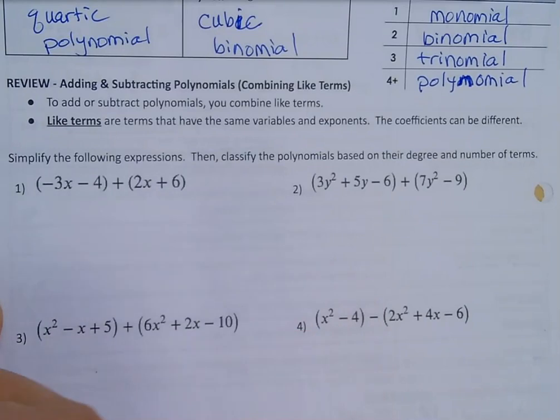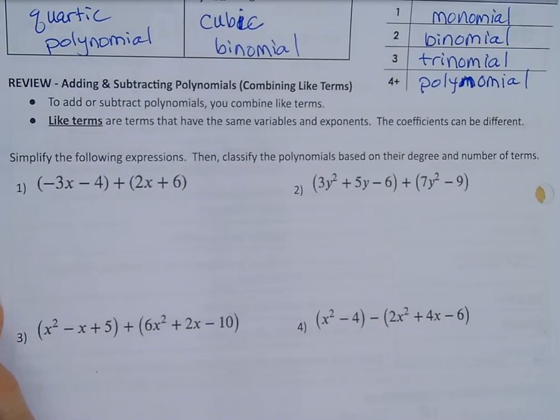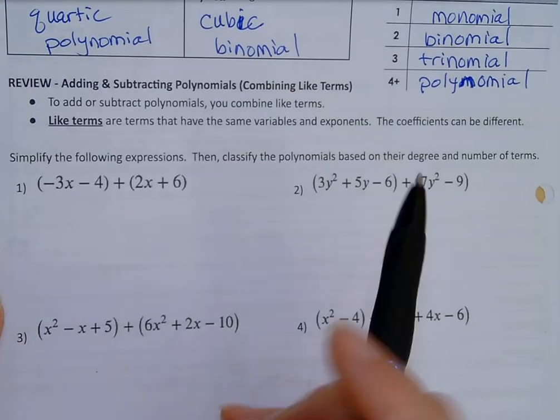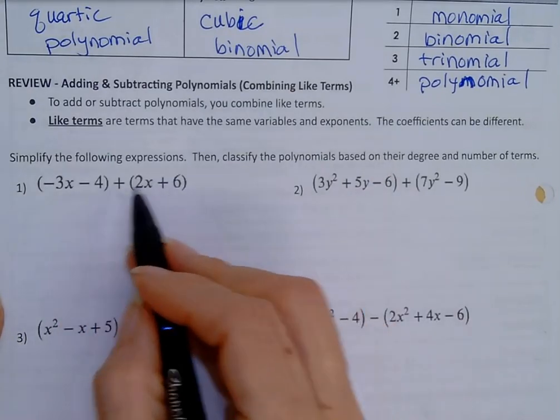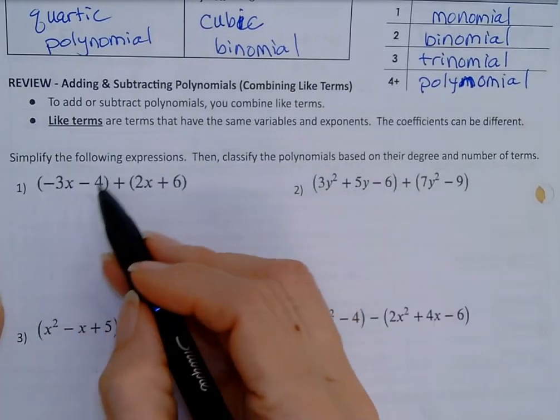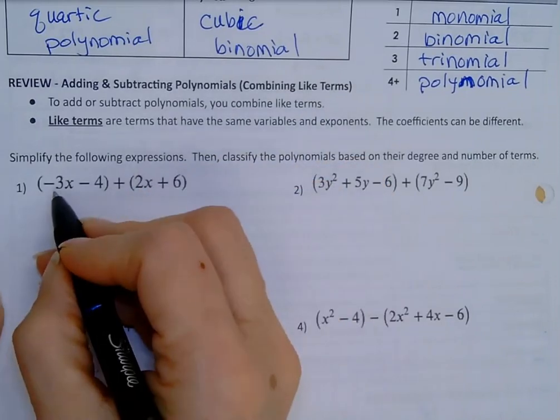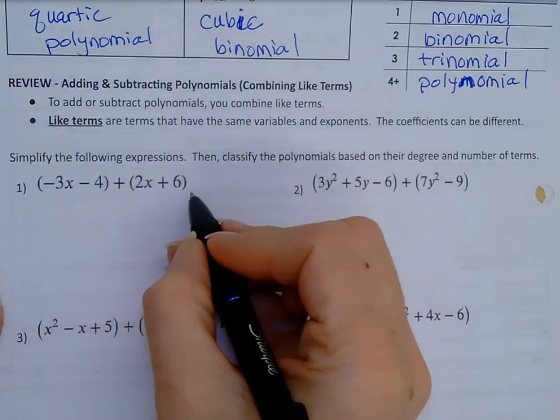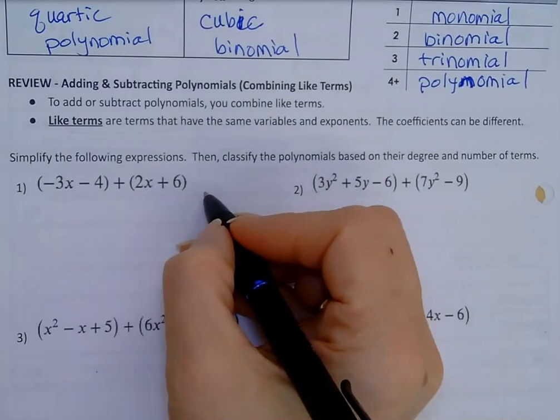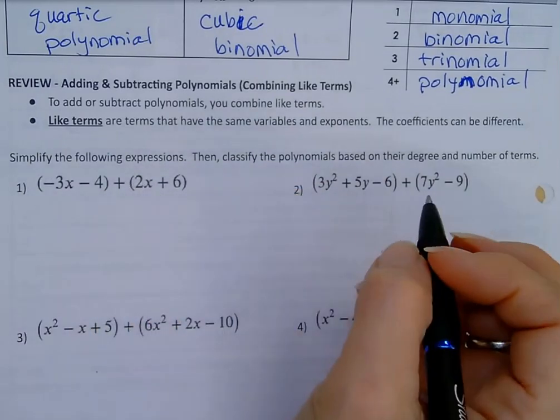So if we have parentheses, we need to make sure that we do any math that has to happen throughout those parentheses. So sometimes that's distributing a number, sometimes it's distributing a negative sign, or you can think of it as -1. If I'm adding 2 different expressions, I don't really need parentheses. So this is negative 3x minus 4 plus 2x plus 6. Since I'm adding, I don't have to worry about those parentheses at all.